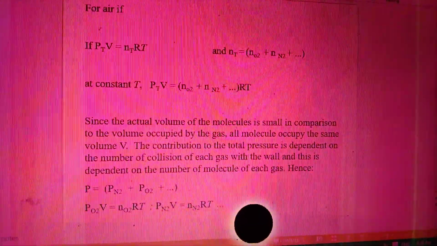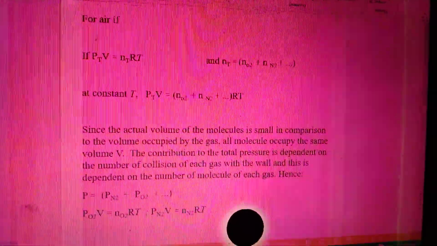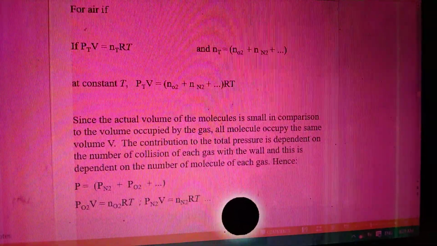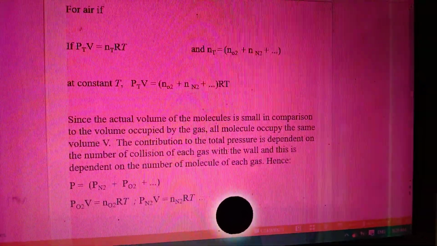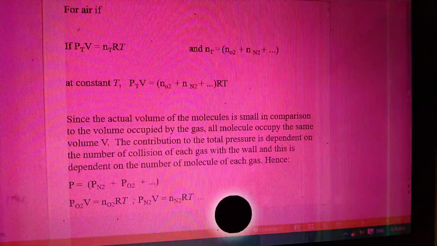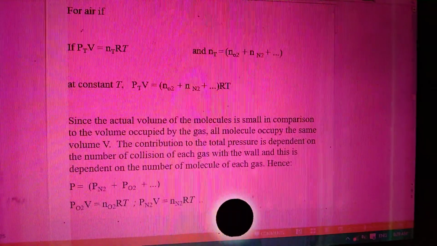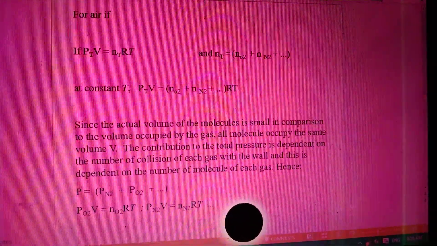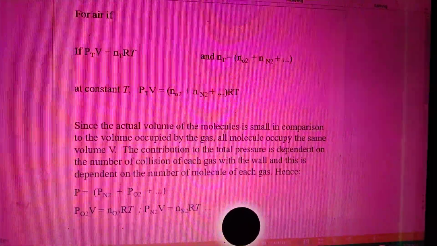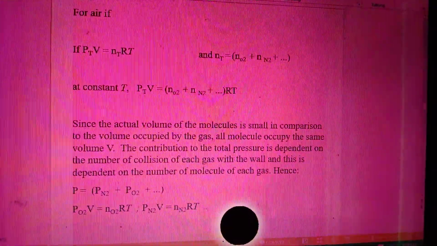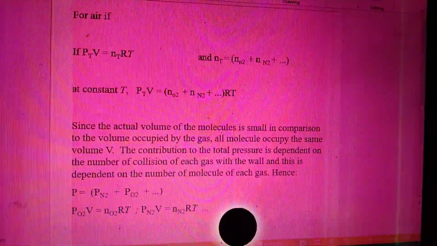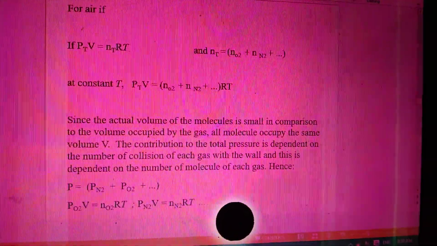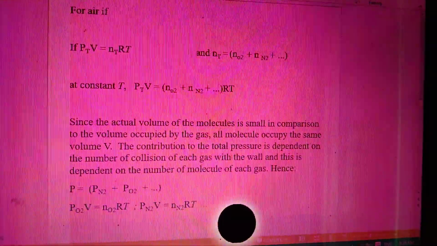So for air, here are the equations at constant T. Here are the formulas. Since the actual volume of the molecules is small in comparison to the volume occupied by the gas, all molecules occupy the same volume V. The contribution to the total pressure is independent of the gas type and depends on the number of collisions of each gas with the wall, which is dependent on the number of molecules of gas. Hence, P is equal to PN2 plus PO2 and so on.